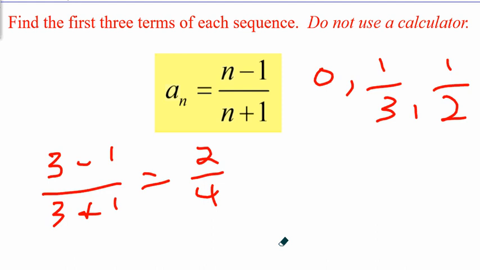So I think we're going to stop here on this video. I'll look for the next video, which we will do some recursive ones, because I think you're probably more familiar with the explicit formula and how to get outputs from an explicit formula than for a recursive one. So I'm going to stop here, and then you can look for the next video.